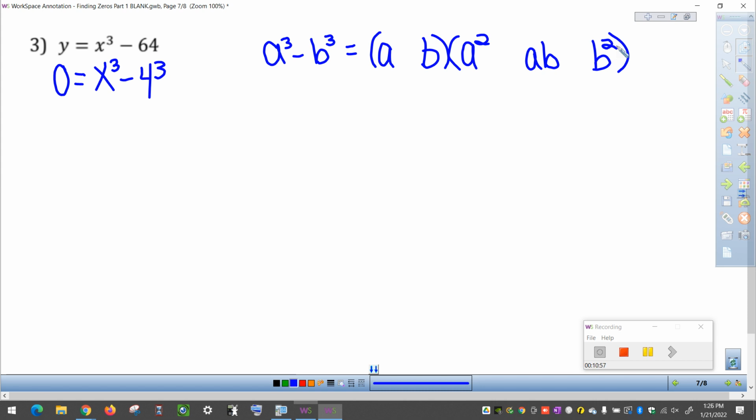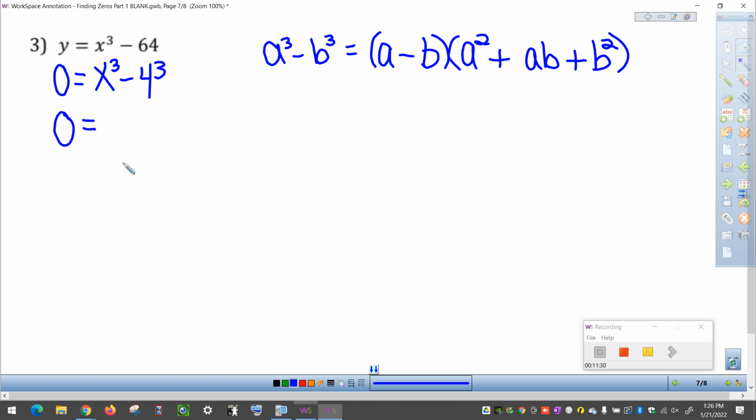Then I'm going to think about SOAP to fill in the symbols. So S, same sign as the original, so because this one is being subtracted, we've got to have a subtraction sign first. O is going to be opposite sign from the original. AP is going to be always positive for that last symbol.